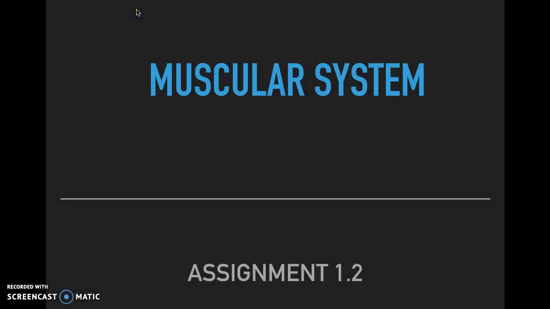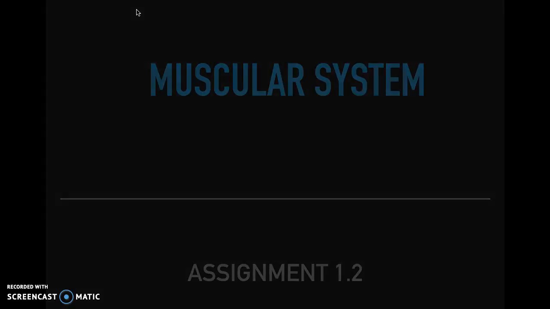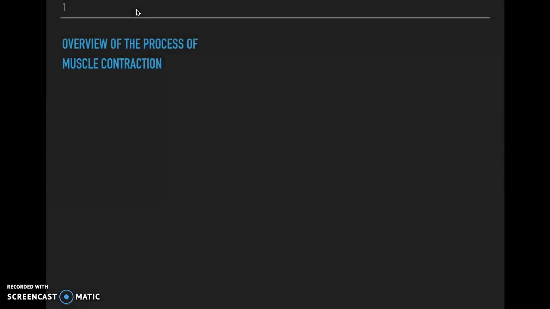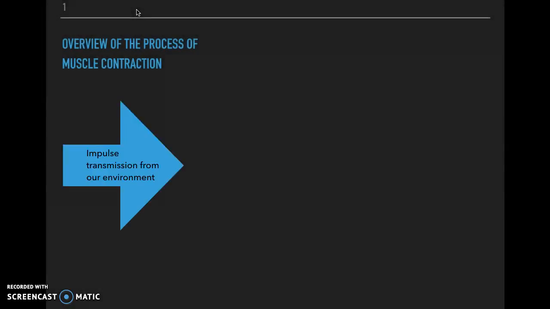Muscular System Assignment 1.2. The overview of the process of muscle contraction.